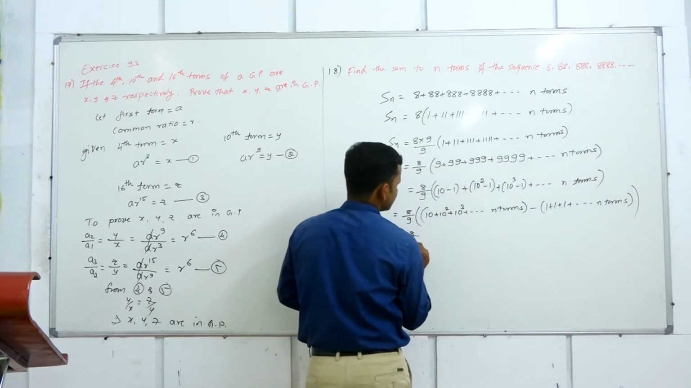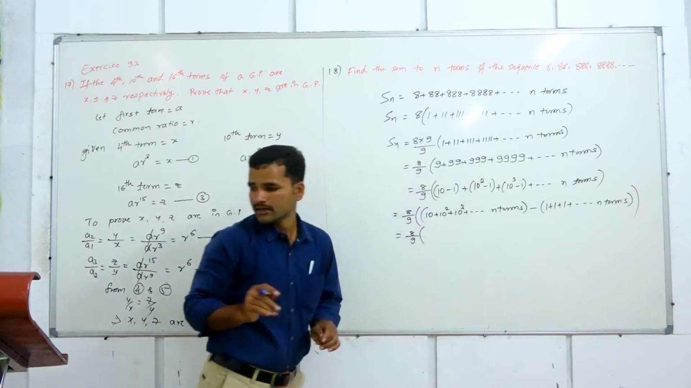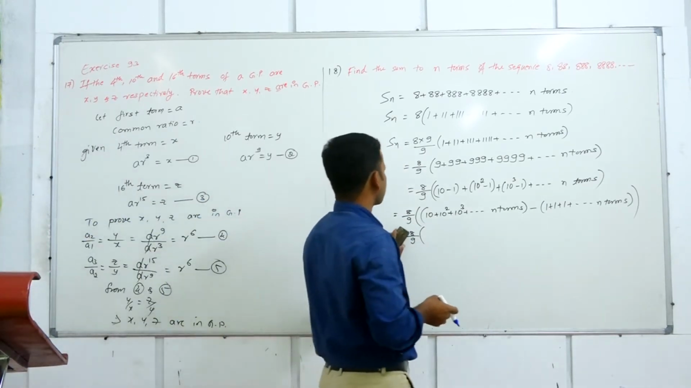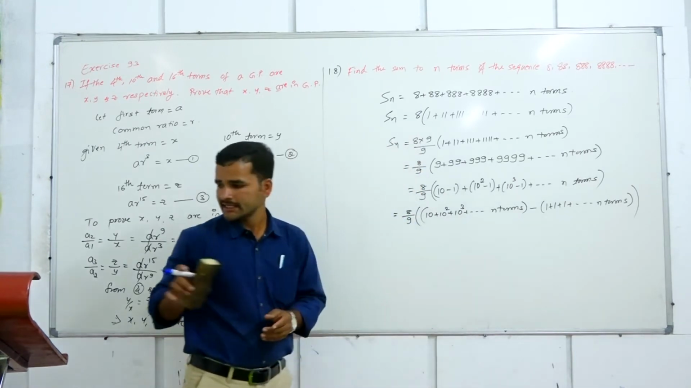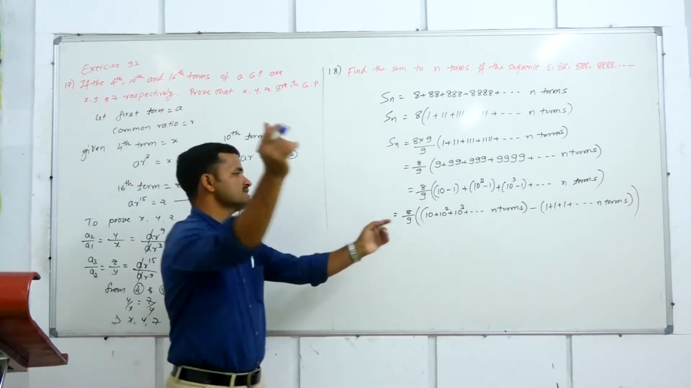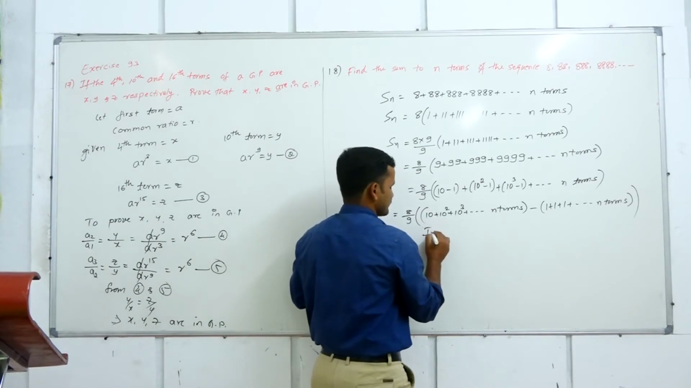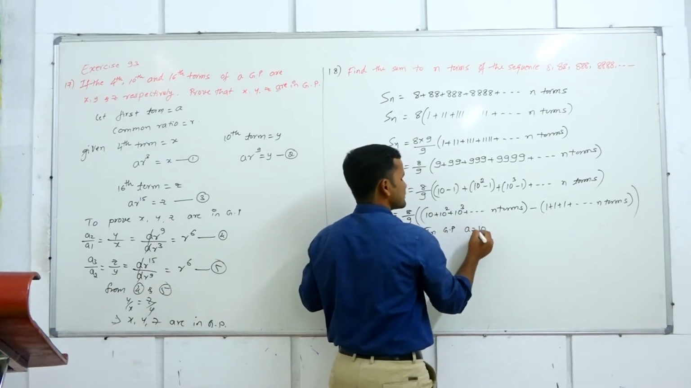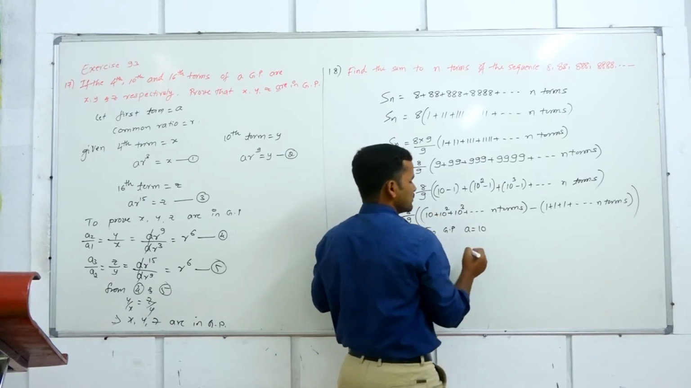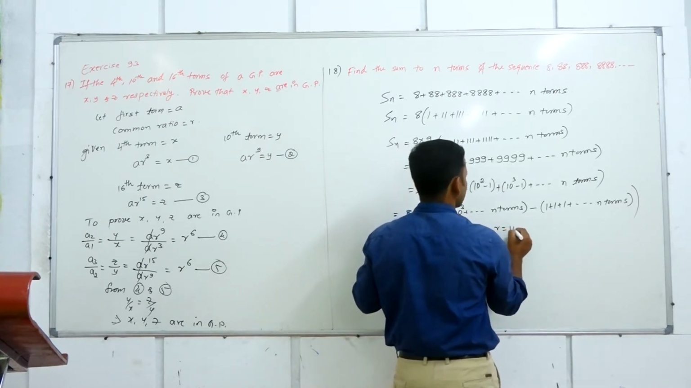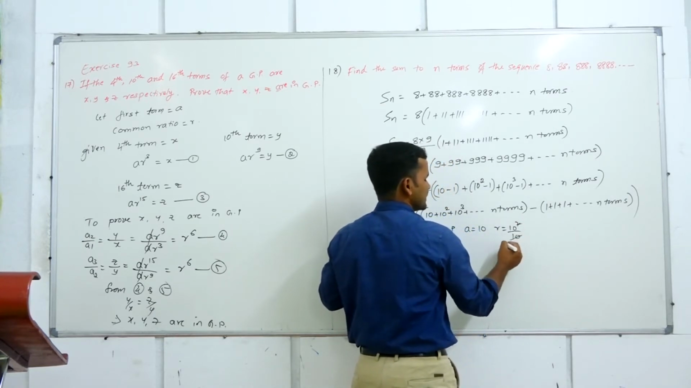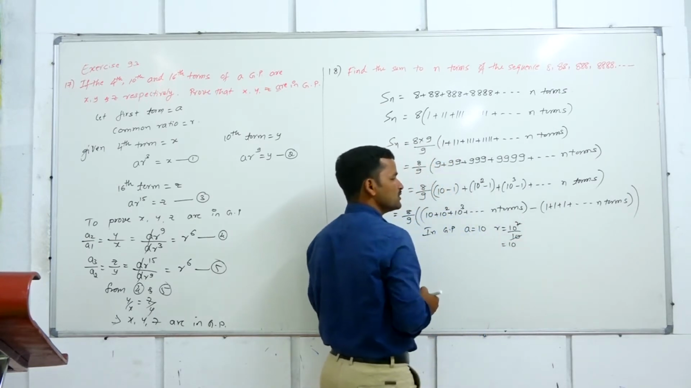8 by 9 into, okay, here you can use GP. This one you observe, 10, 10 square, 10 cube, it is in GP, in geometric progression. With A, the first term, is equal to 10. What about the common ratio? Common ratio R is equal to A2 by A1, 10 square by 10. One time 10 cancels. R is equal to 10.